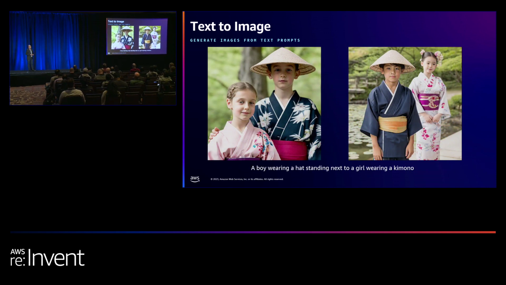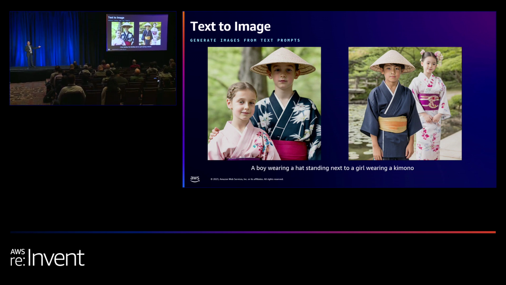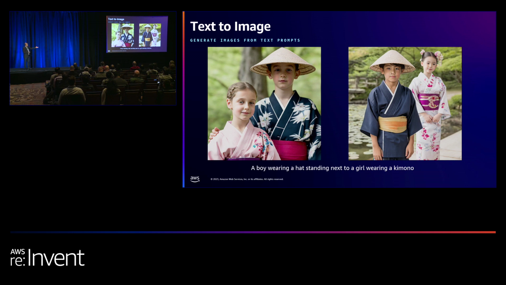So another example, again, I tried this with some of the competitors. Either both the boy and the girl were wearing the hat, or none of them were wearing the hat, or the kimono was not right. Or both boys or both girls were generated. But again, a very complex prompt where you're defining that the boy is wearing the hat and standing next to a girl wearing a kimono, right?